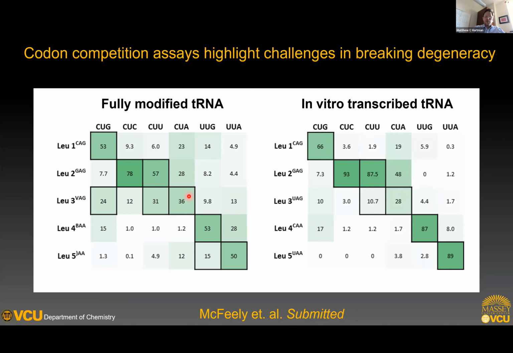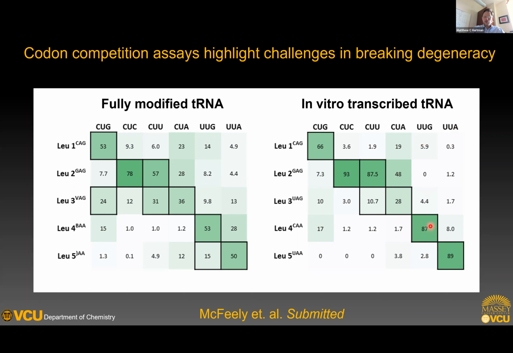We looked at the individual in vitro transcribed tRNAs, and the situation is a little better. It turns out that some of these modifications actually allow the tRNA to have a broader codon reading specificity. And here, you're looking at this heat map, look at the CUG codon. Now we've improved from 53 to 66%, a little better. The CUC codon is looking pretty solid, 93% read by Leu2. CUU is also looking pretty solid. CUA codon is still a problem.